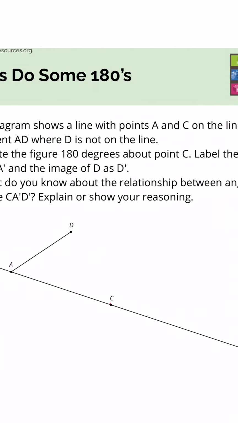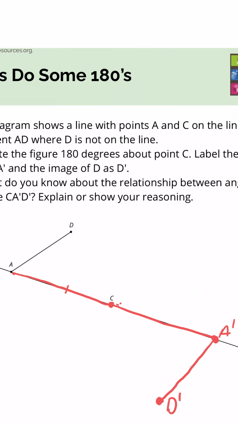Okay, so the diagram shows a line with points A and C on the line and a segment AD where D is not on the line. We're going to rotate the figure 180 degrees about point C, and we're going to label the image of A as A prime and the image of D as D prime. So as we're going through this, when we rotate, we have to remember to use our patty paper, and the distance from A to C should remain the same. However, it should be on the opposite side of the line since we are rotating.